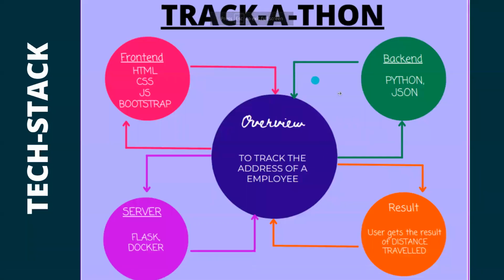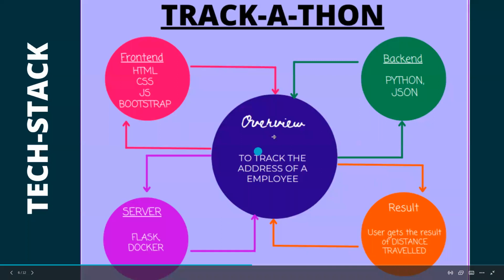So first of all, this is the tech stack that we used. The front end was built using HTML, CSS, JavaScript, and Bootstrap. And the backend was built using Python and JSON files. And then the server which connects the front and the backend is Flask and Docker. And then the result would be obtained by the user. So this is the tech stack that we used.